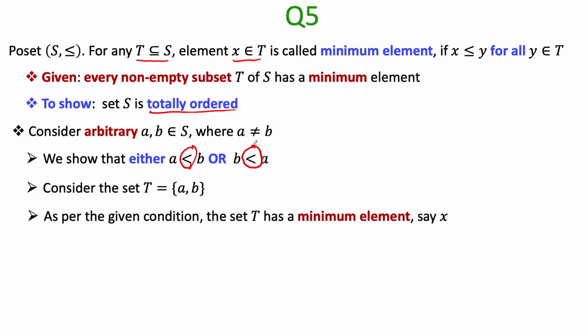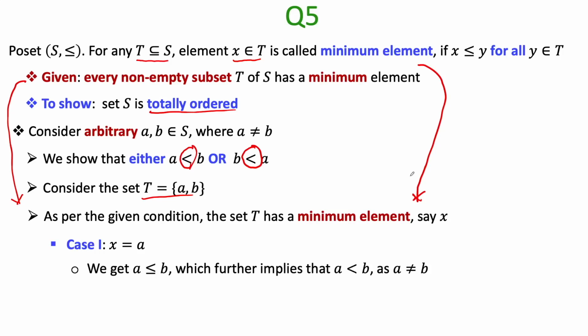So how I am going to show that either A is related to B or B is related to A, I will take the subset T consisting of the elements A, B. And as per the given condition, this subset T also will have a minimum element. Okay. Let's denote that minimum element by X. Now, the definition also says that the minimum element will be within that subset itself. And my subset here is the set A, B. That means that minimum element can be either A or B. If the minimum element X is A, then we get that A is less than B as per the definition of the given minimum element. And my A and B are distinct. That means A is related to B and hence A and B are comparable.